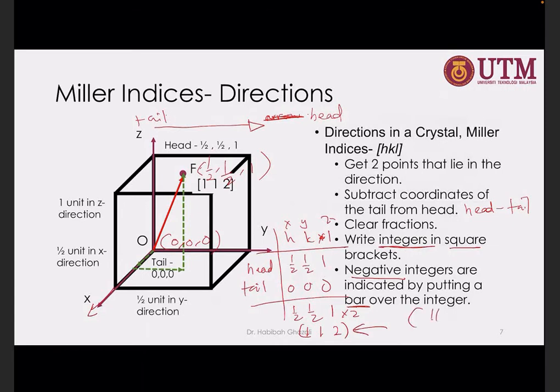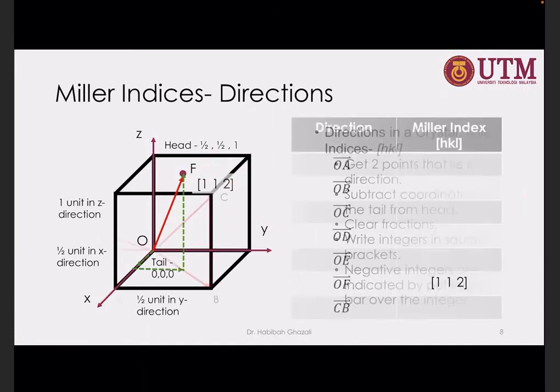Okay, what is the answer? 1, 1, 2. There is no comma between the values, because this is not a coordinate.